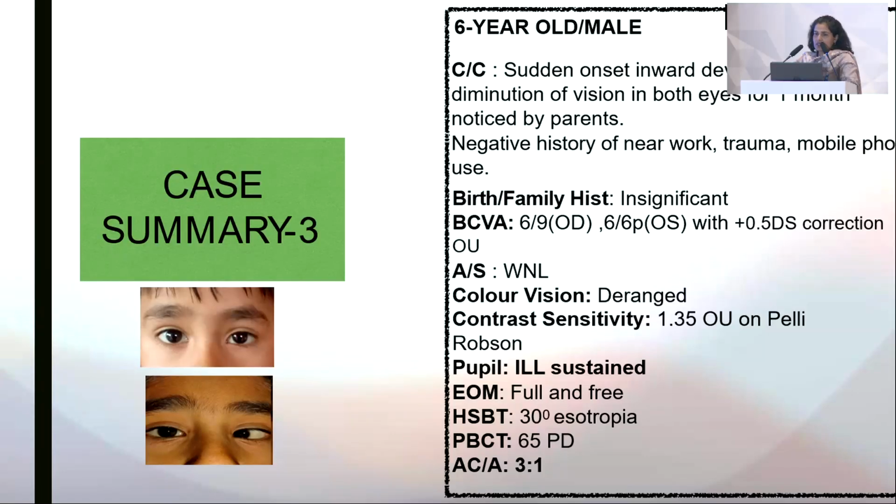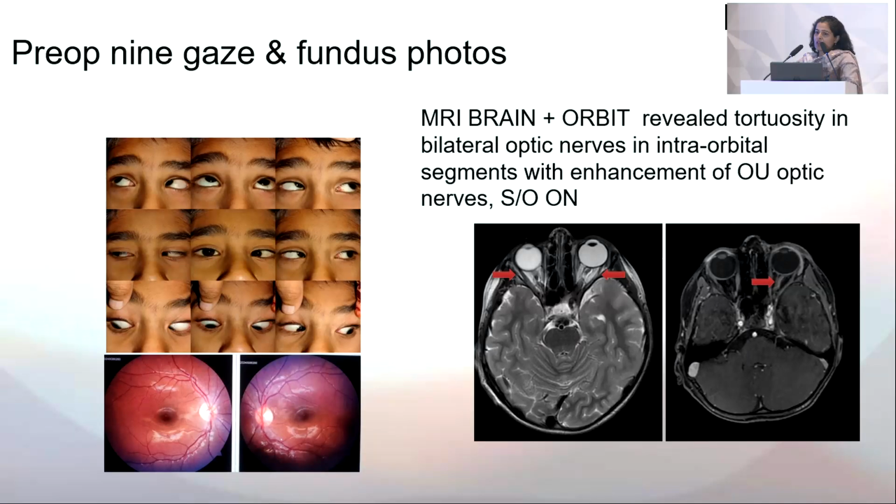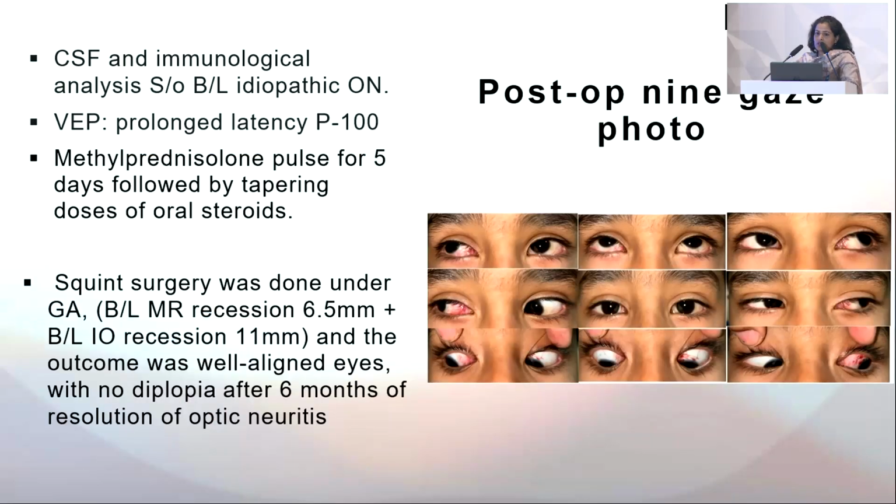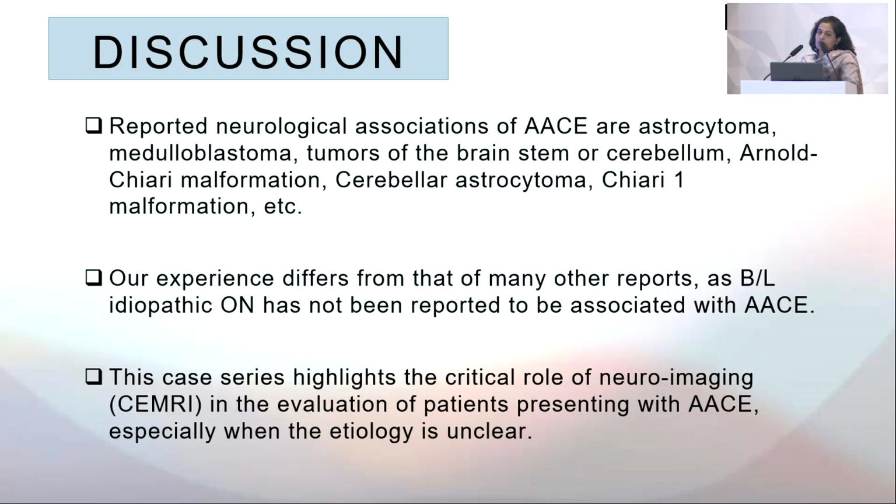Then the third case is a 6-year-old, the youngest one, again male. Similar history, and the prism bar cover test revealed 60 PD of acquired esotropia. AC/A ratio is 3:1. MRI revealed bilateral thickening and enhancement on contrast images. Fundus findings in all 3 cases were absolutely fine. Again pulse therapy was given, and after resolution squint surgery under general anesthesia was done, and the patient is maintaining the alignment.